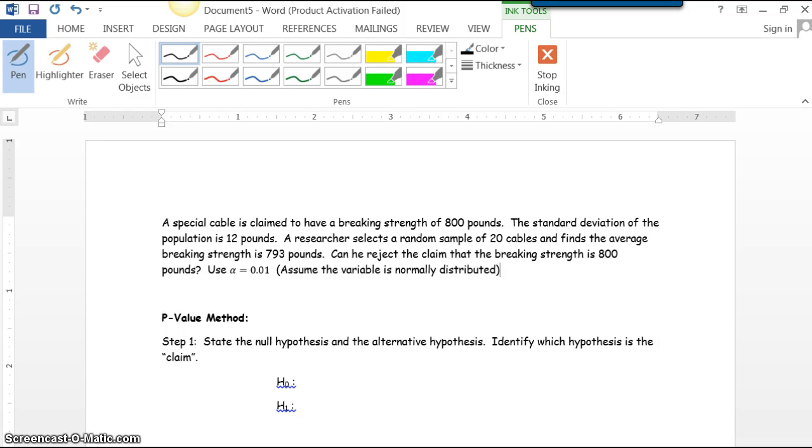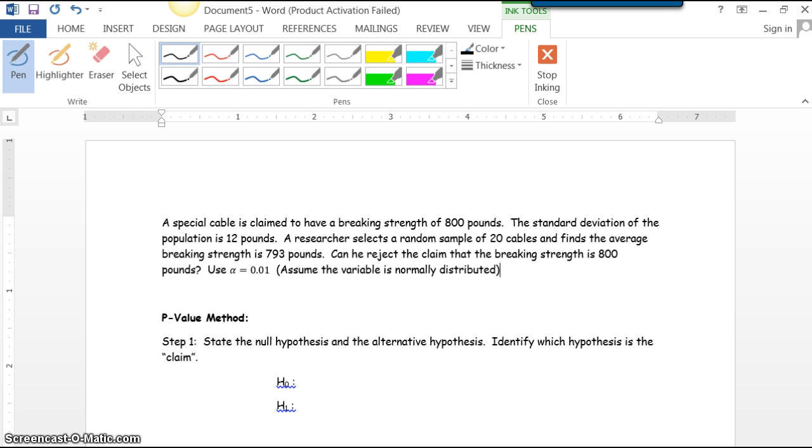This is a hypothesis test for mu, the population mean, and we're going to be using the p-value method. A special cable is claimed to have a breaking strength of 800 pounds. The standard deviation of the population is 12. A researcher selects a random sample of 20 of these cables and finds the average breaking strength is 793 pounds. Can he reject the claim that the breaking strength is 800 pounds?